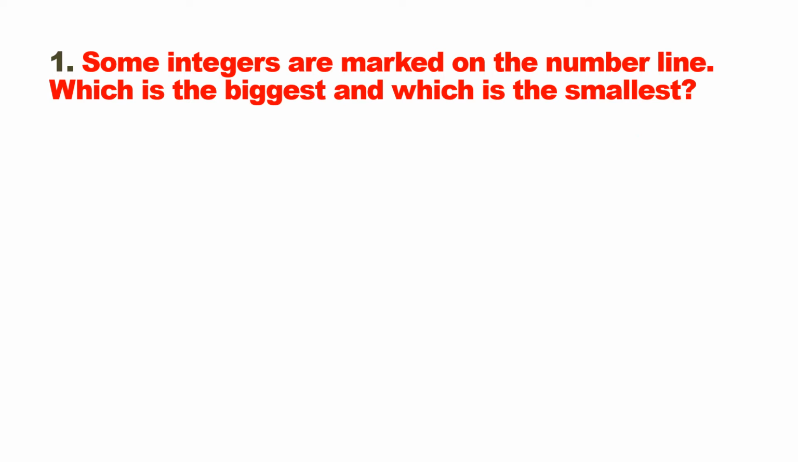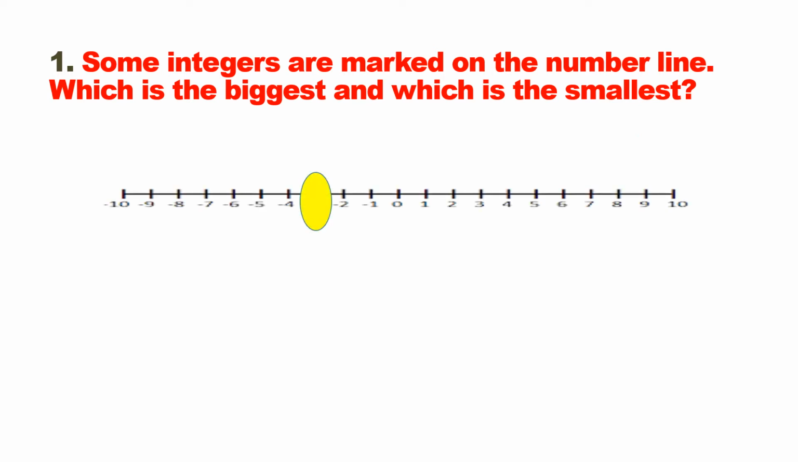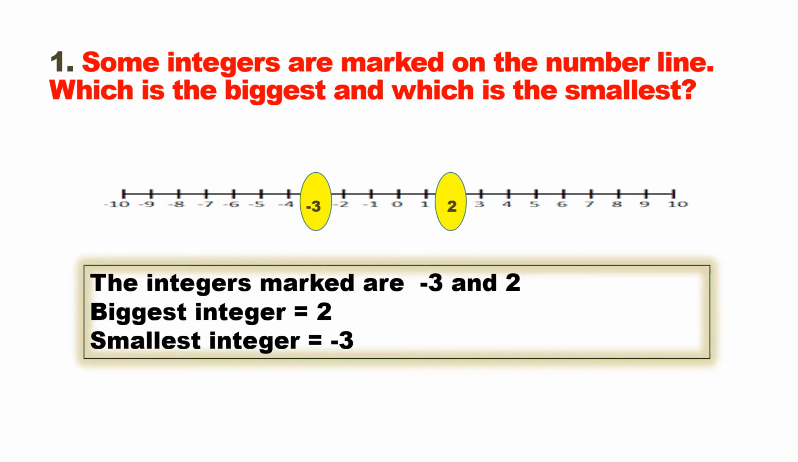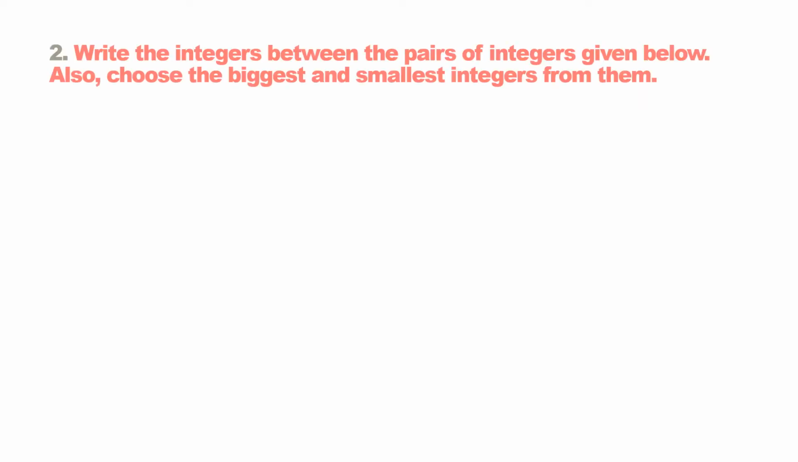So here he gave the question -3 and 2. Which is the biggest and which is the smallest? I told biggest will be right side, smallest will be left side. So the 2 is the biggest and -3 is the smallest. Simple. The integers are -3 and 2. Biggest one is 2. So here is your next question.